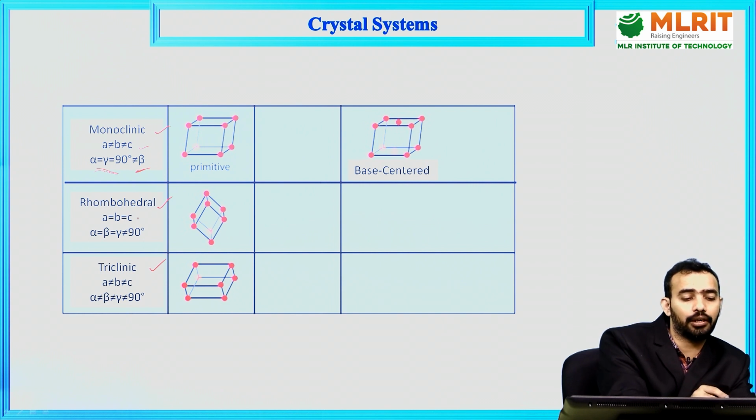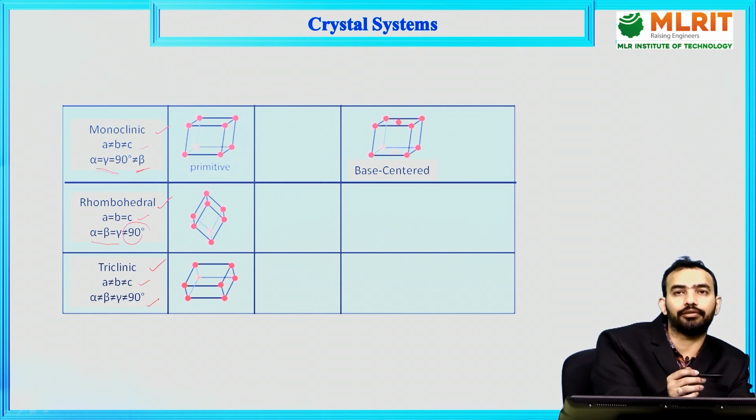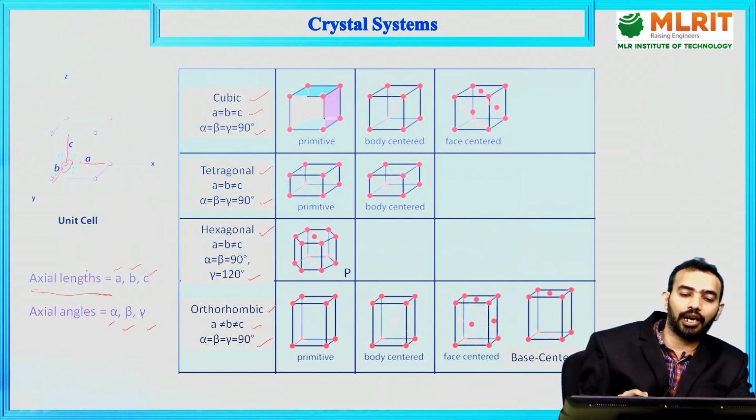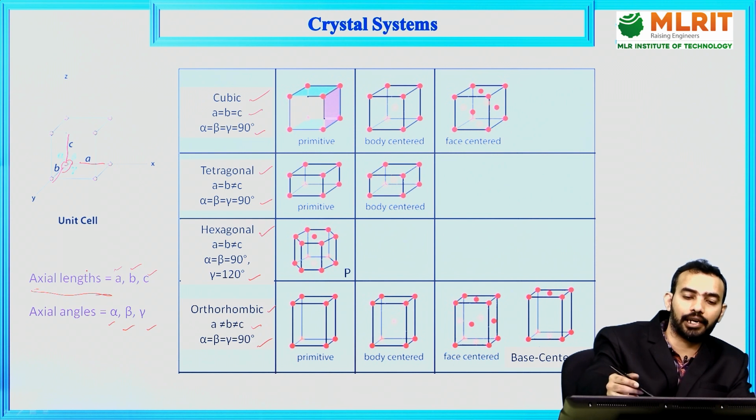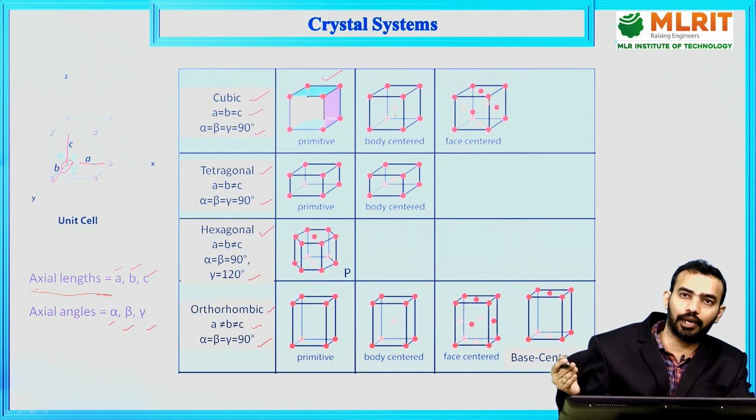And rhombohedral: all lengths are the same, all angles are also the same, but they are not equal to 90 degrees. And we have all lengths different and all angles also different, not equal to 90 degrees, and that system is a triclinic system. Within that we have 14 Bravais lattices. One is the basic primitive structure in all the cases. Then we have the body centered, the way atoms are arranged within the crystal system. So we have classified them into 14 Bravais lattice systems.